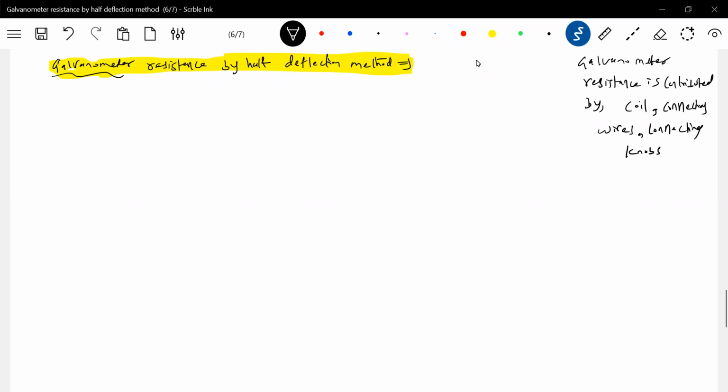So how to find this out? It's a big headache, no? What you should do is find the resistance of the coil, the resistance of the connecting wires inside making the joints, then again the connecting knobs. Very complicated. But I want the resistance of a galvanometer. So how to determine it? I should not open it. The moment I open the galvanometer and try to measure the resistance of the coil, I'll be disturbing the configuration. So at any cost, I should not go for opening the galvanometer.